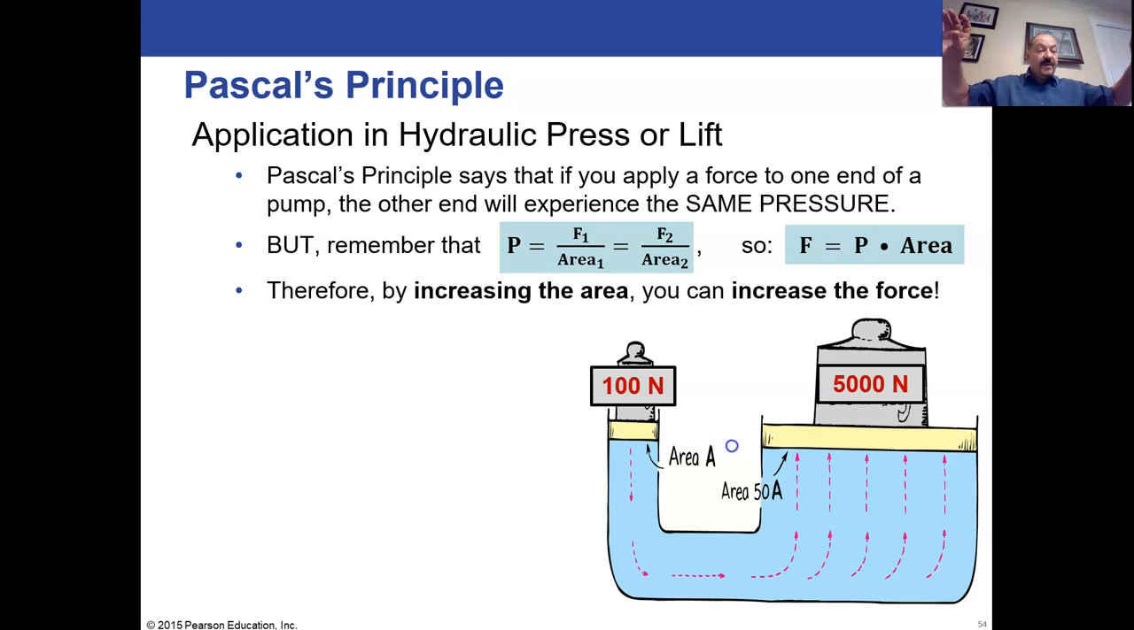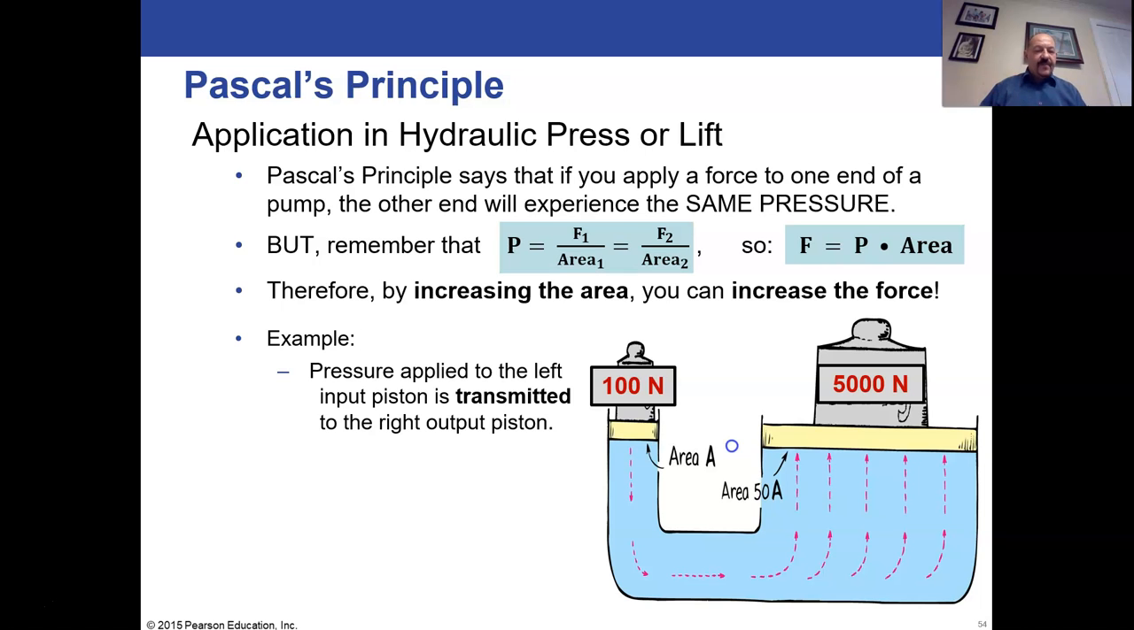Can't change that. P is the same on both sides, so therefore, if one side has a much smaller area, I need a small force. Big area, I'll generate a big force. So the ratio of those two is going to be the same, and that's why P is equal to one force over the area or the other force over its area. And this is a great way to amplify forces with the constant pressure.